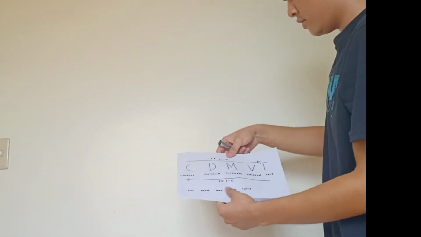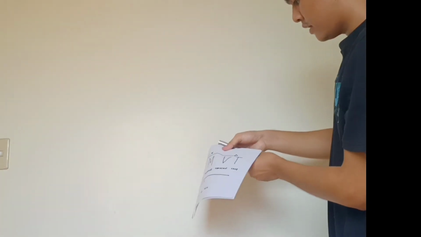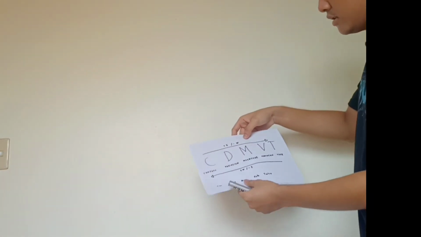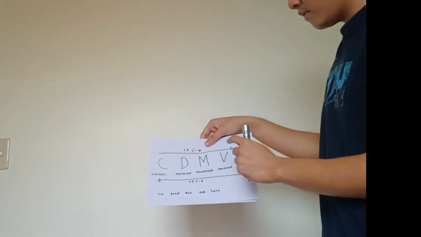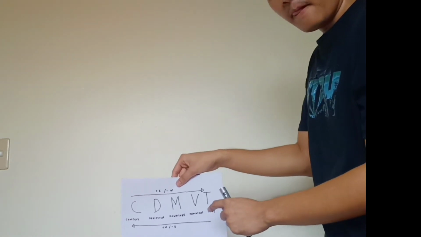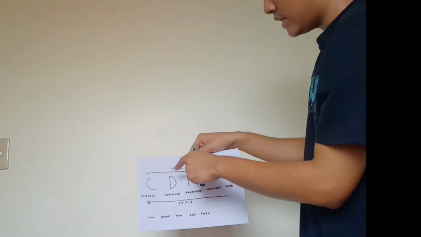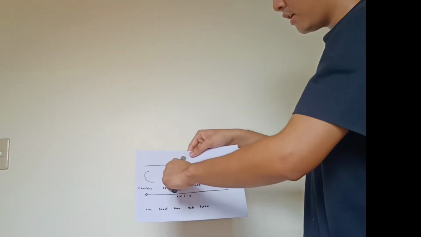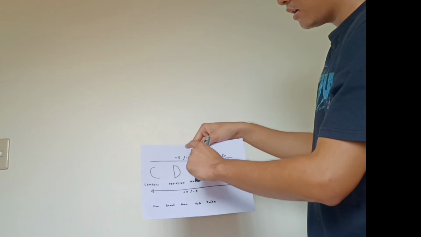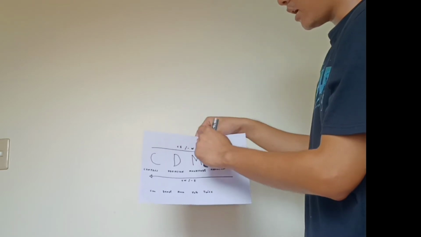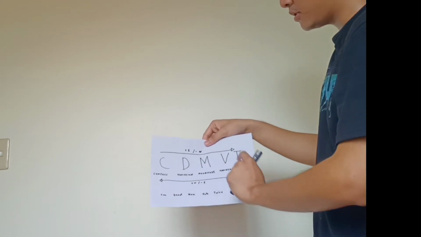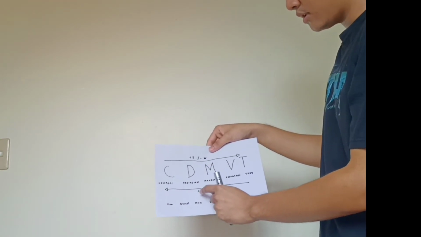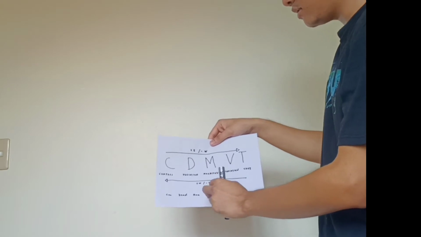Right now, let's go back here. CDMVT: compass, deviation, magnitude, variation, and true. This T here is if we go in this direction, we will add east and subtract west. But if we go vice versa, in the opposite direction, we add west and we subtract east.